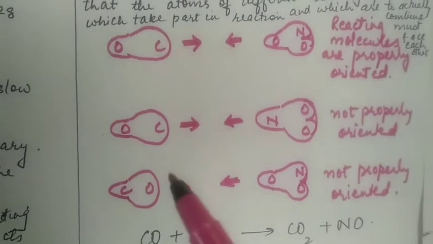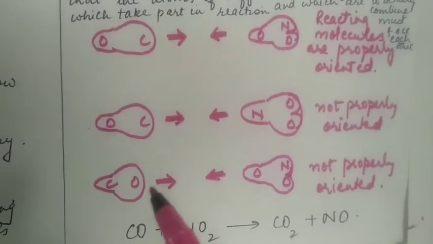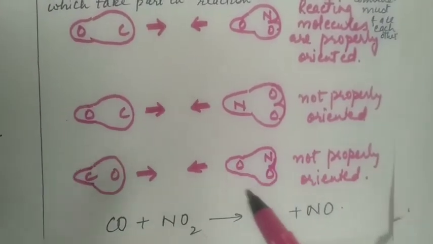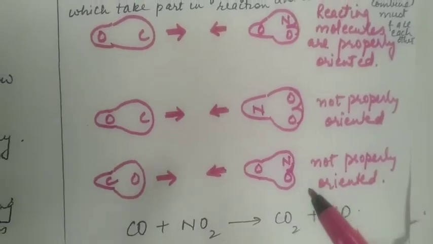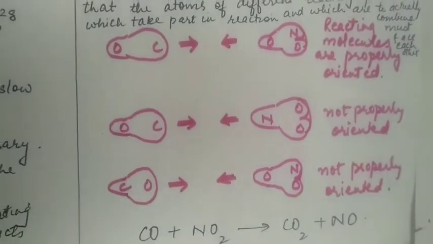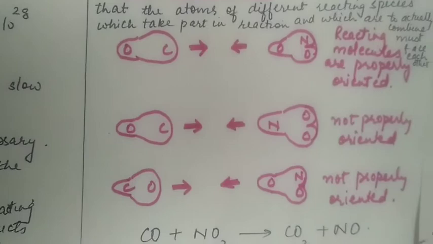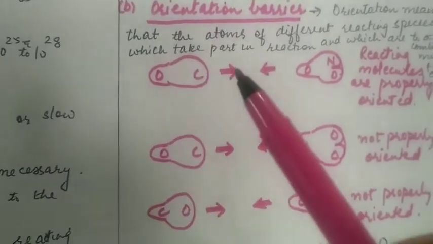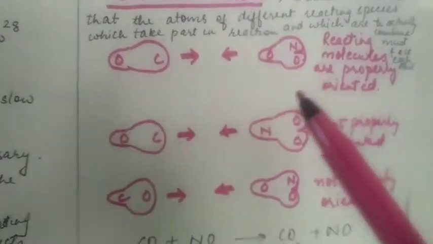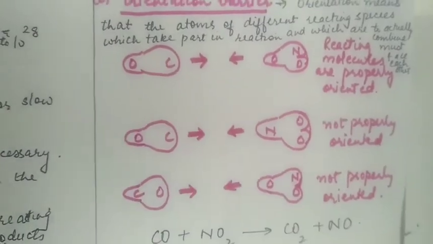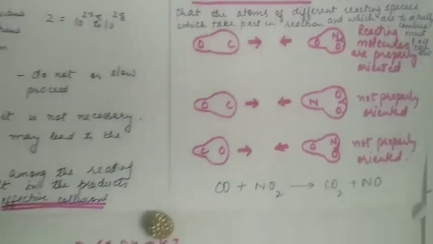Similarly, if the oxygen part of the carbon monoxide molecule faces the correctly placed nitrogen dioxide molecule, even then the reaction is not going to occur. For the reaction to occur, the carbon of carbon monoxide must be facing the oxygen of nitrogen dioxide. We'll take another example.